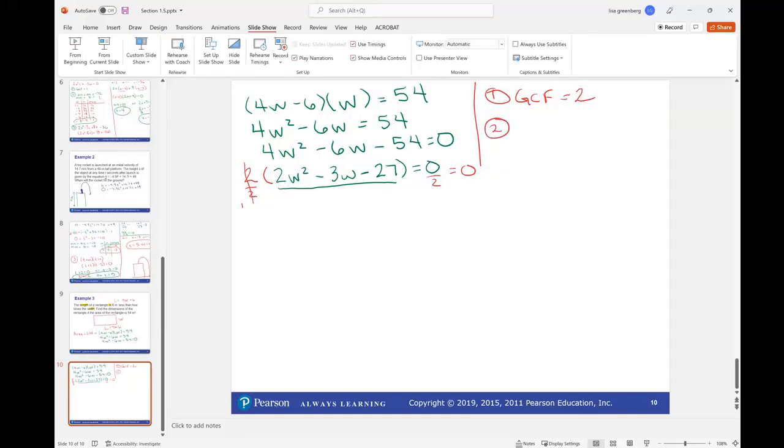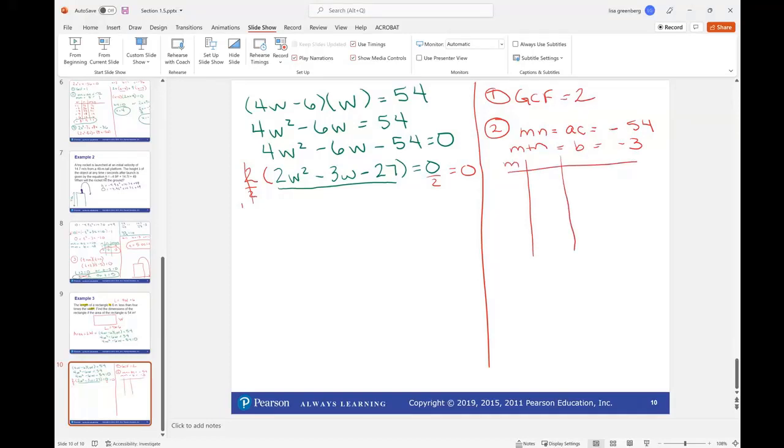So my second step is I want to find 2 numbers that multiply together to give me A times C. And A times C is negative 54. And when I add those numbers together, I get B, which is negative 3. And then I'll make my table: M, N, M plus N.